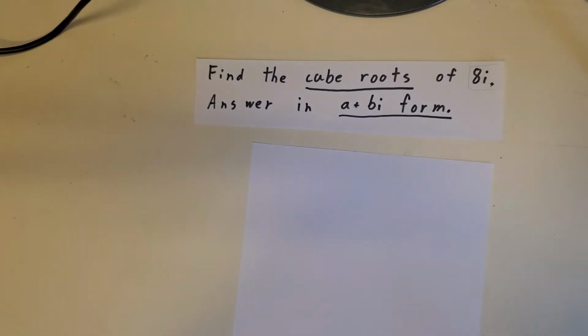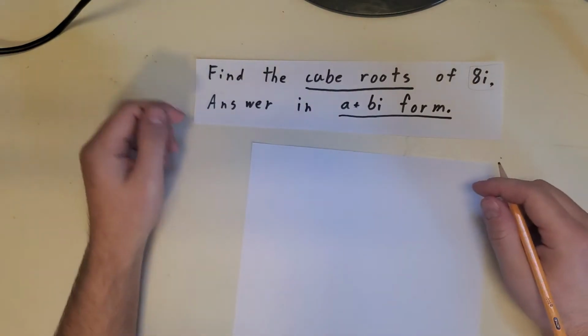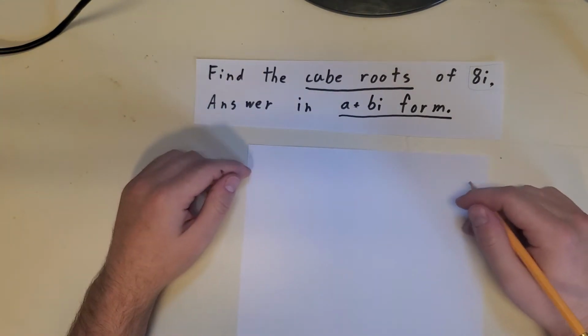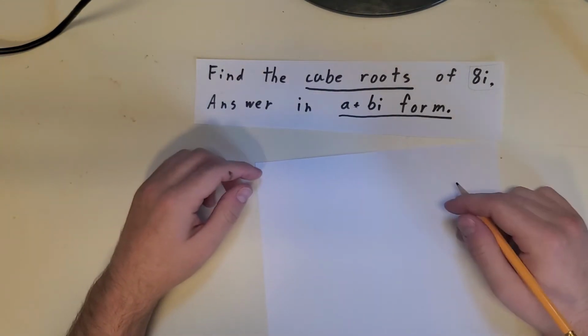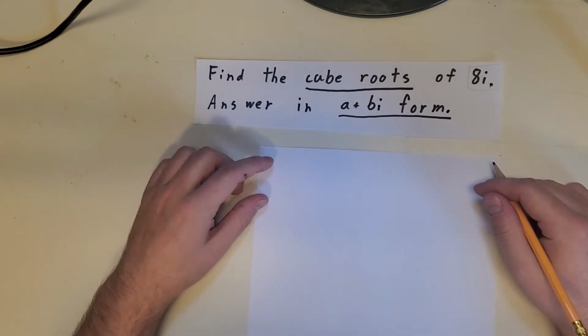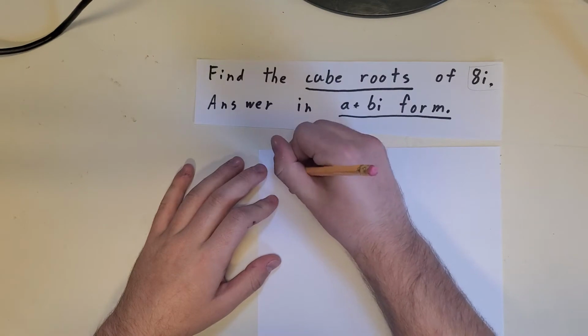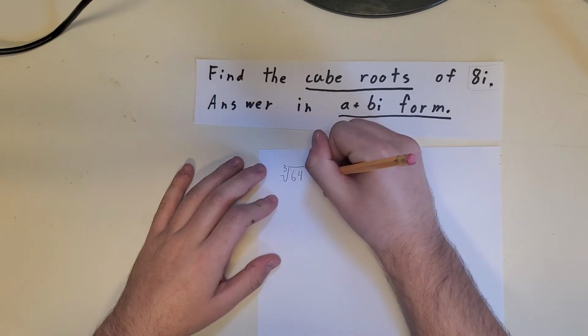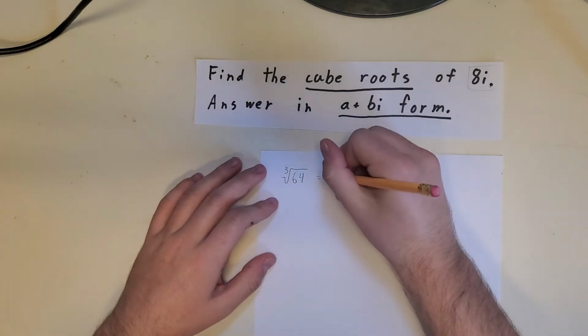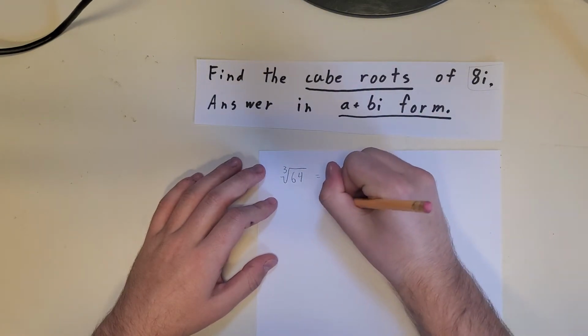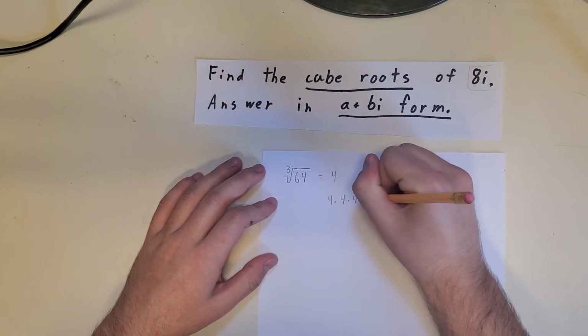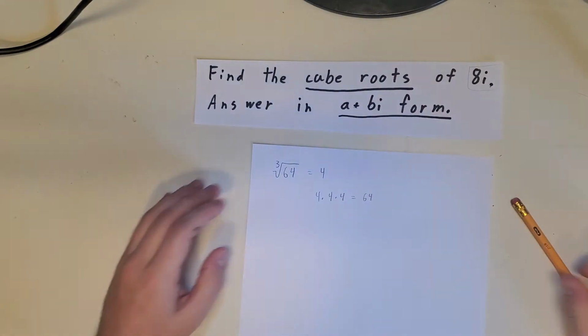Since you're in a trigonometry class, I'm going to assume you probably know what a cube root is. It's any number multiplied by itself 3 times that produces your desired result. For example, if I asked you what the cube root of 64 is, you would tell me, oh, it's 4, because 4 times 4 times 4 is 64. Like that. Magic.